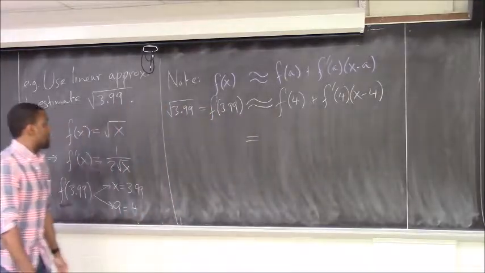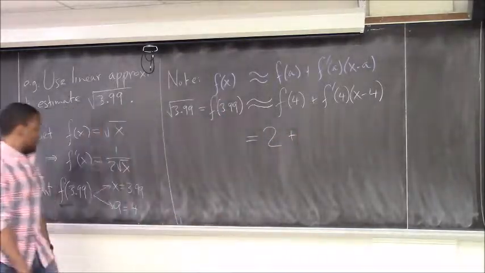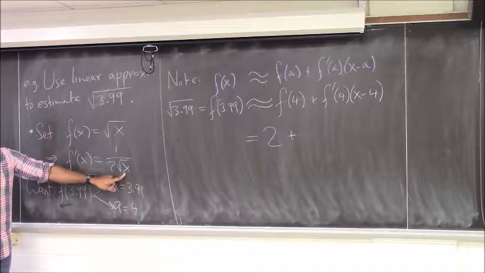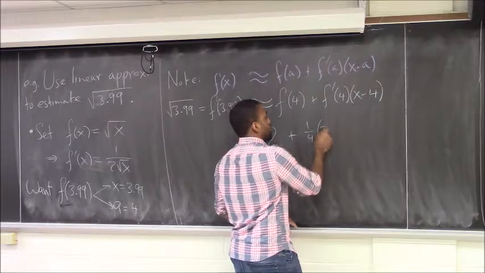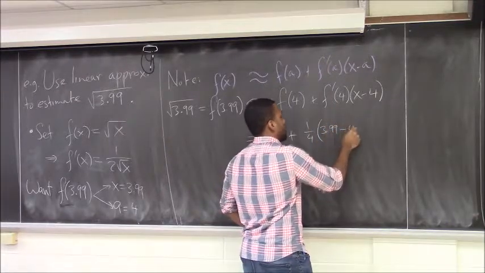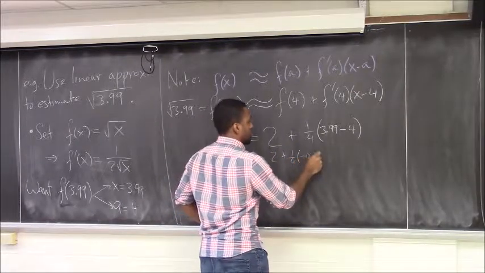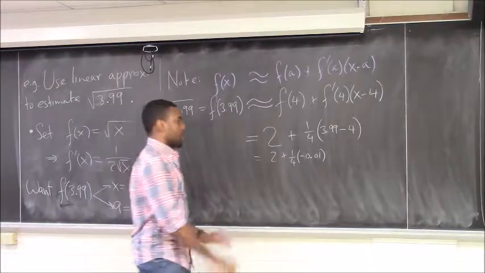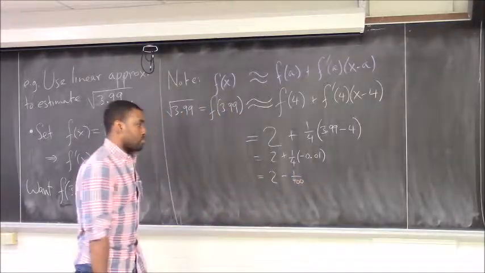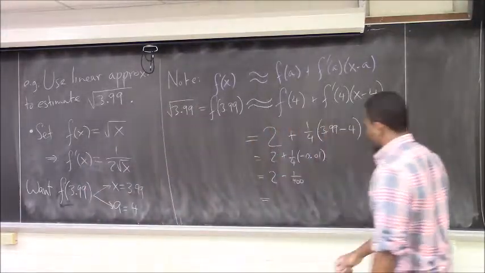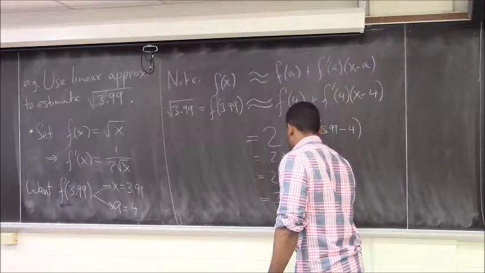f of 4 is what? 2. Plus f prime of 4. Put in 4 here. What do I get? 1 over 4. This would be times 3.99 minus 4. So that's 2 plus 1 over 4 times, say, minus 0.01, which I can think of as 1/100th. So this is minus 1 over 400, really. And then I can combine the fractions. That would be 800 minus 1. That's 799 over 400.